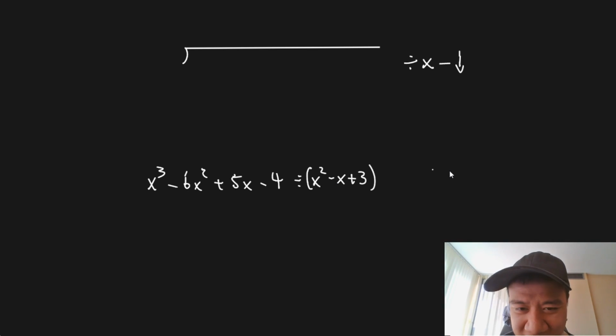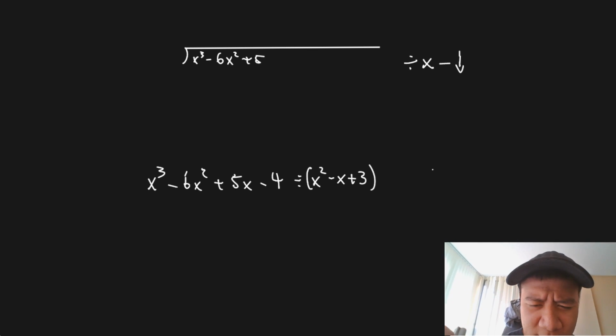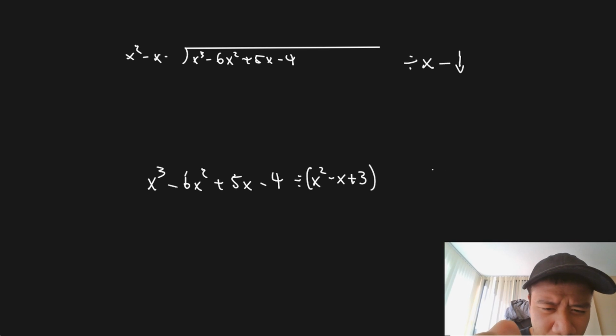Okay, so then we just have to put this into our long division, just like normal. So we have x cubed minus 6x squared plus 5x minus 4. Put that up here. And over here, we put our divisor plus 3.